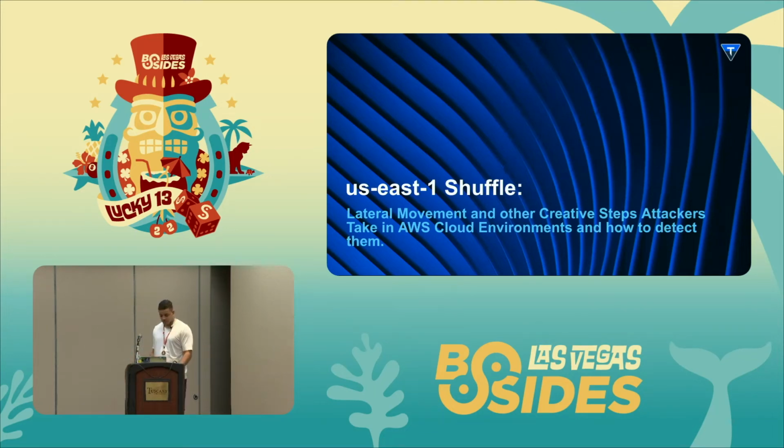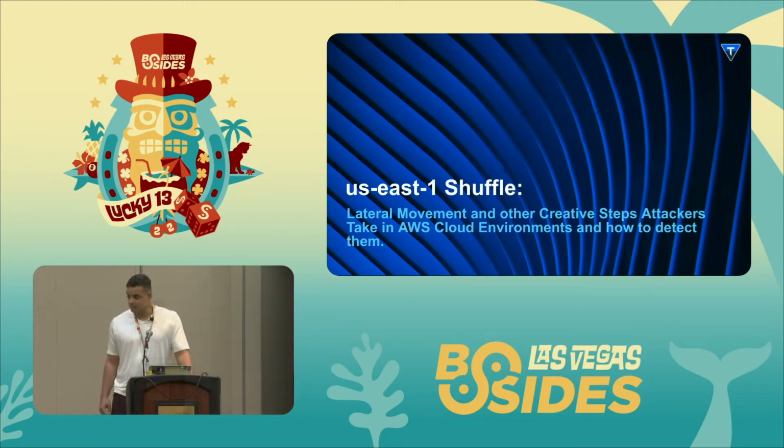You are in Breaking Ground. This talk is the Northern Virginia Shuffle, lateral movement and other creative steps attackers take in AWS cloud environments and how to detect them. Let's get started. Please welcome Philippe Proteus.